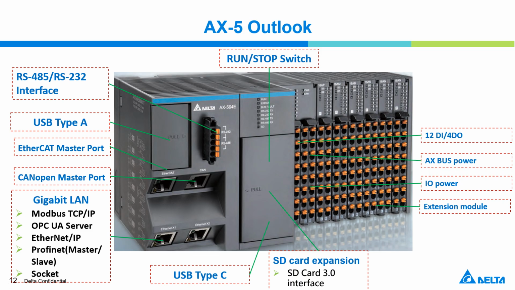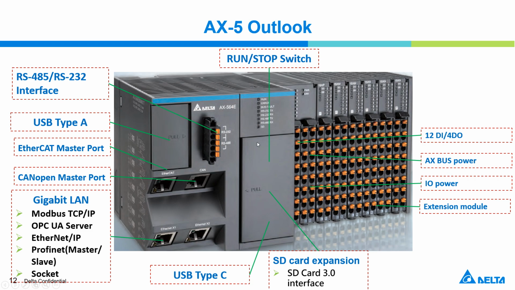Okay, then next is about the details of the AX5 outlook, and you can see here is an IEC 61131 RS232 interface to connect. Then here is the USB Type A. You can use the USB cable to do the programming download. And here is the EtherCAT master port and the CANopen master port. And here are the two EtherCAT ports. The supported protocols are similar. Here you need to notice that for Profinet, AX5 can also support master and slave.